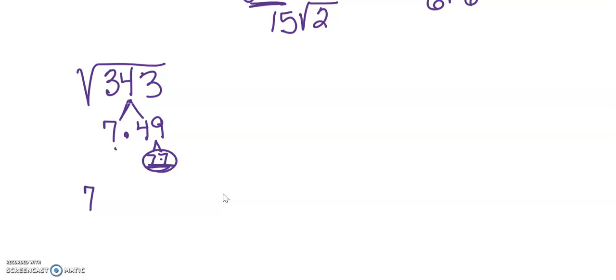There happens to be a third 7 in there. But it doesn't have a pair. It doesn't have one to match up with like this one did. So that 7 is going to have to stay in the radical. So the square root of 343 is 7 square root of 7. Okay?